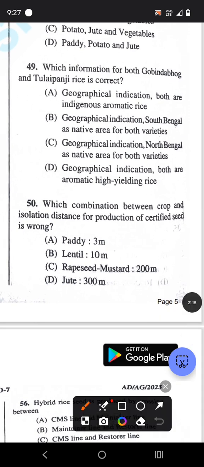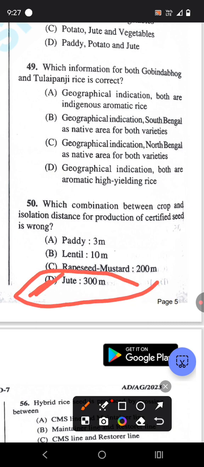Which combination between crop and isolation distance for production of certified seed is wrong? So the correct answer is option number D, jute. For jute it is not 300 meter; the correct distance for jute is 30 meter. So the correct answer is option number D.